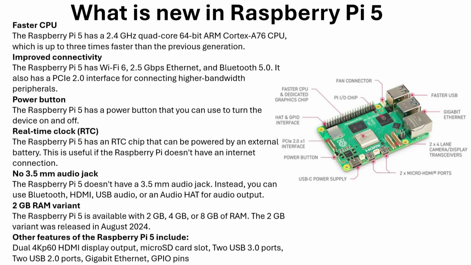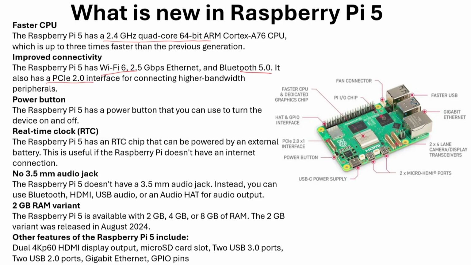Now, what is there in Raspberry Pi 5? Well, it has a faster CPU system which has a 2.4 gigahertz quad core 64-bit ARM Cortex. So, it is very fast, up to 3 times faster than other generations. It has improved connectivity: Wi-Fi, Ethernet with speed of up to 2.5 Gbps, and Bluetooth 5.0. It also has a PCIe 2.0 interface.